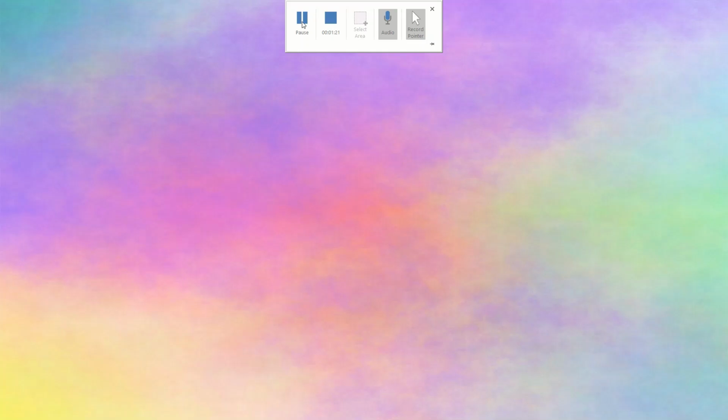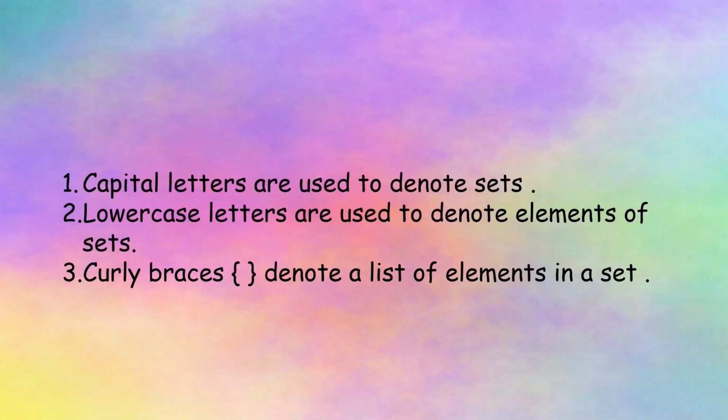Before that, we know we have examined sets using set notation. There are a few conventions that were used with sets. Let us see what those conventions were. We used capital letters to denote a set. Secondly, we used lowercase letters to denote elements of sets. And thirdly, we used curly braces to jot down the elements in a set. In a similar fashion, today we shall learn about Venn diagrams.